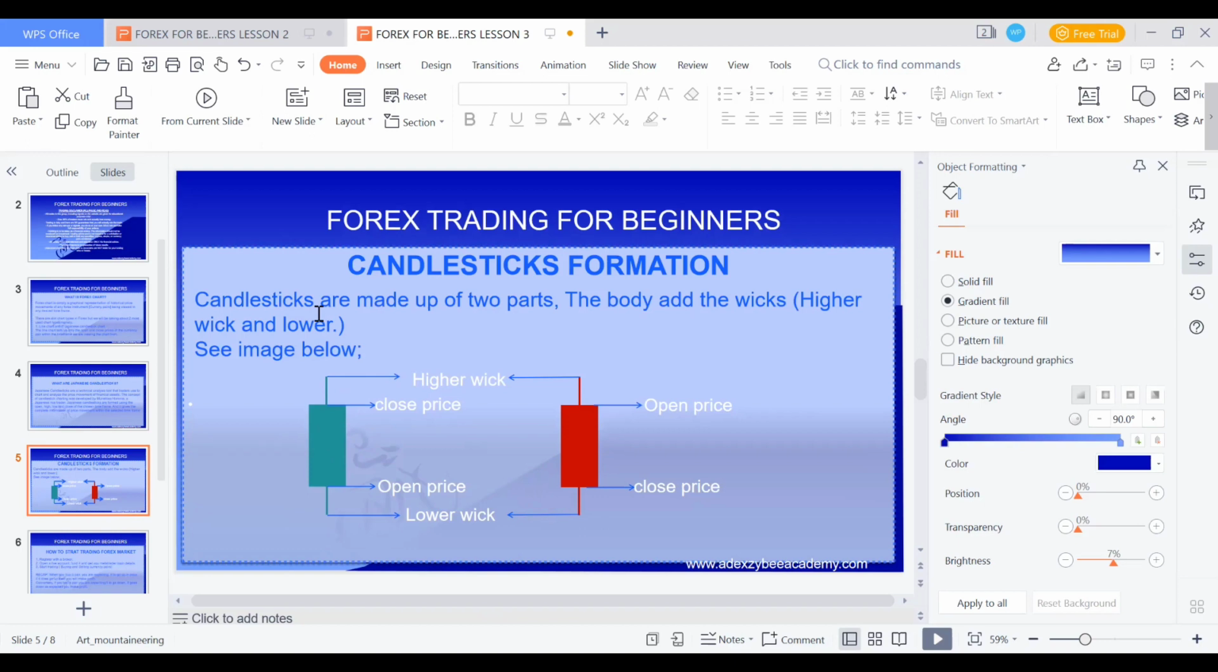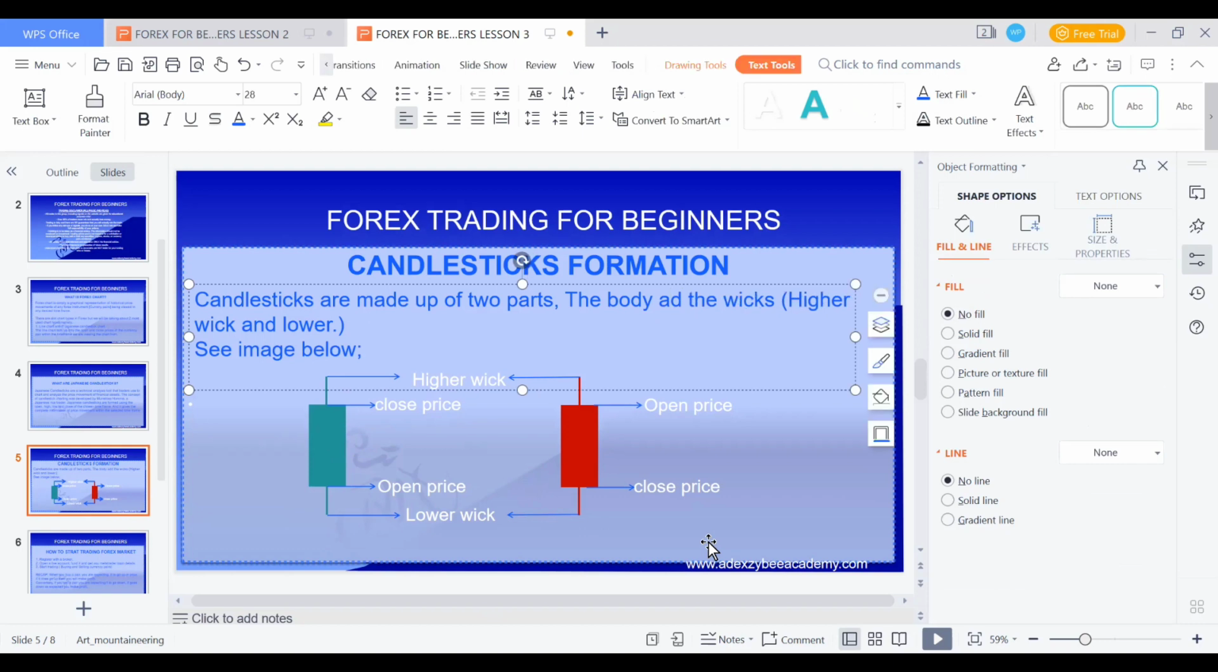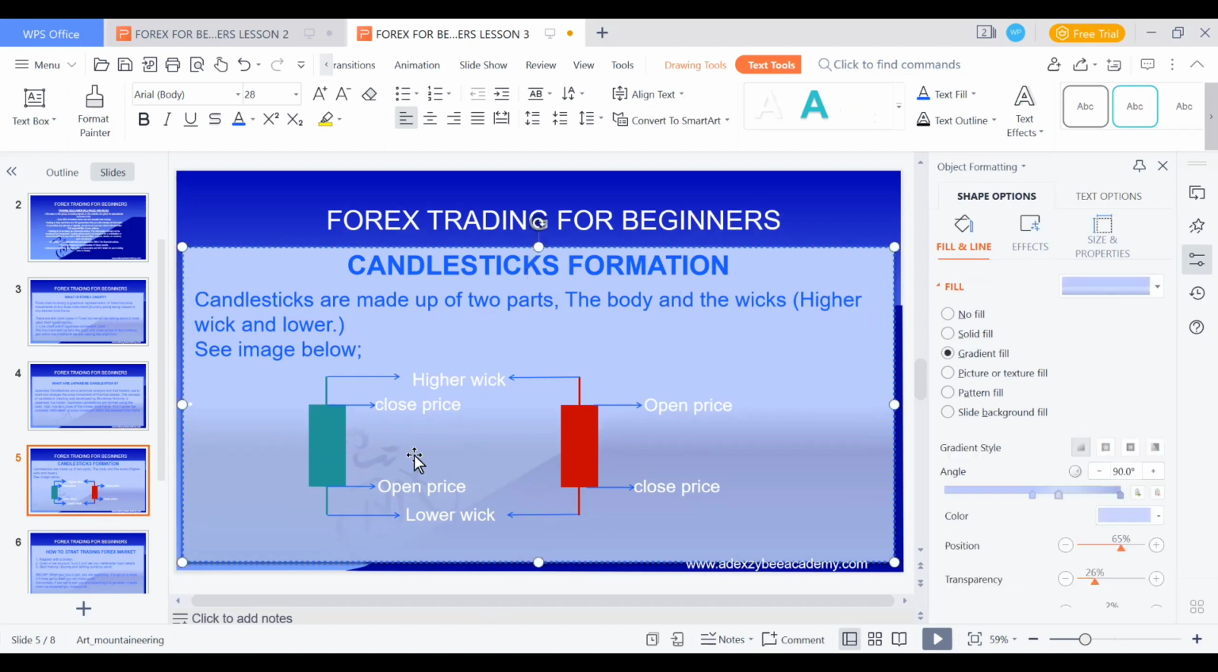Now candlesticks are made of two parts: the body and the wicks. The body and the wicks, higher wick and lower wick. Now let's look at the image below. This is the candlestick. Then it opens for a buy.